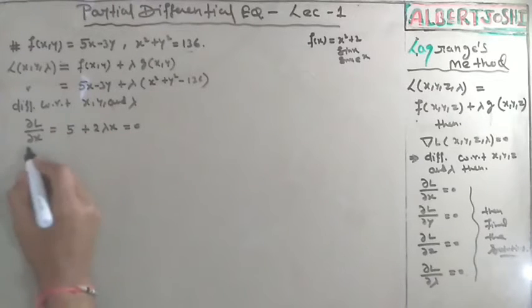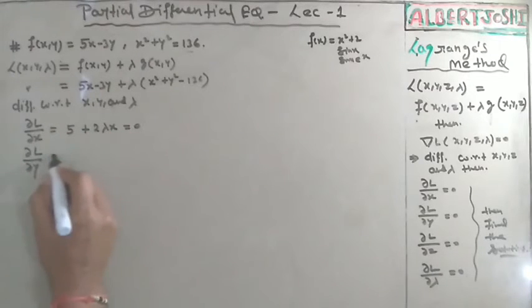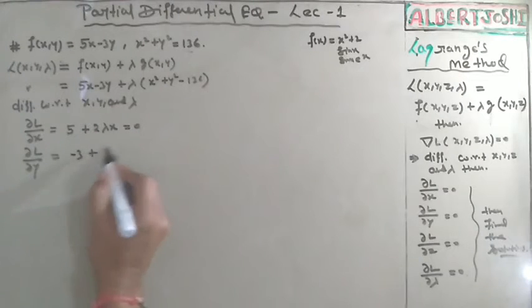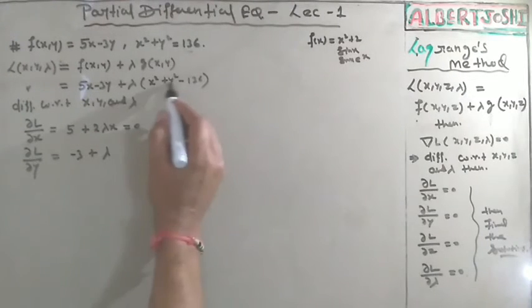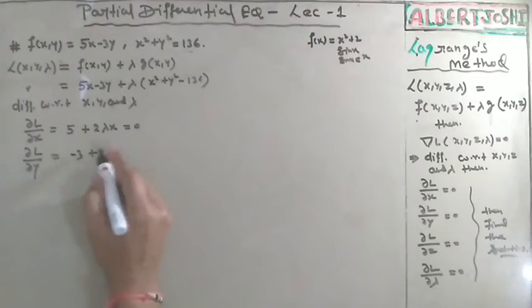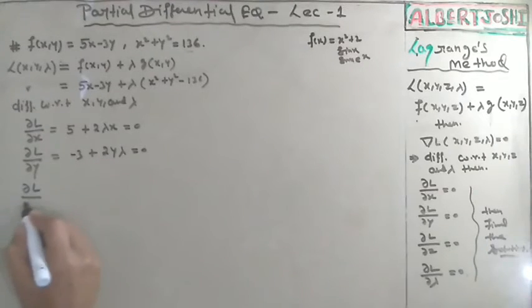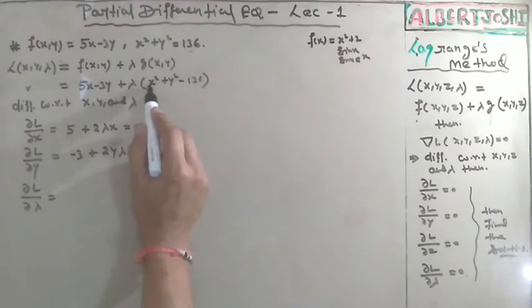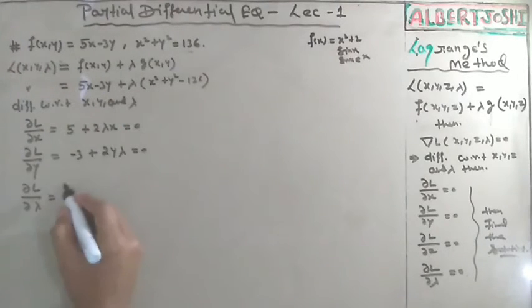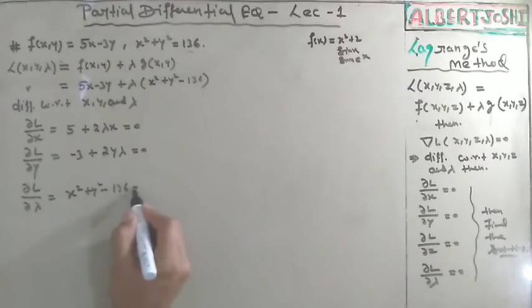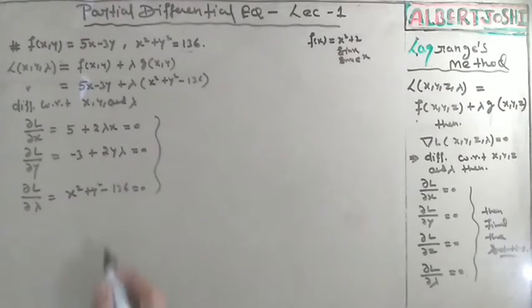Again you will differentiate with respect to y, del L upon del y is equal to minus 3 plus lambda differentiated with respect to y, then you are getting 2y lambda. Okay, this is equal to 0. Now differentiate with respect to lambda, then del L upon del lambda is equal to x square plus y square minus 136 is equal to 0. Now you have to solve it.